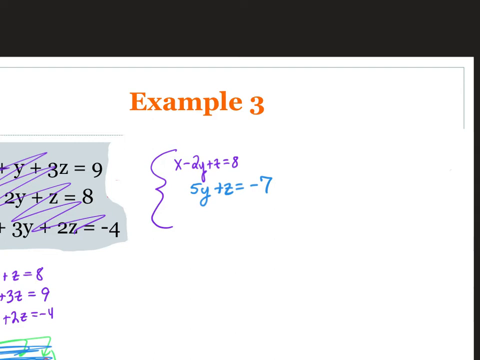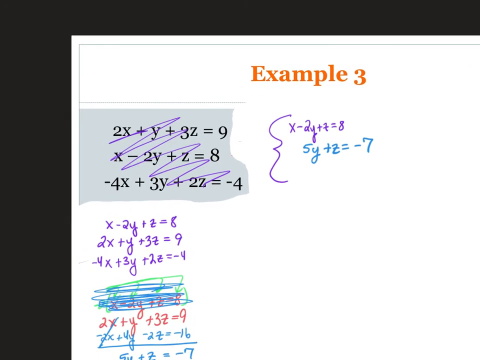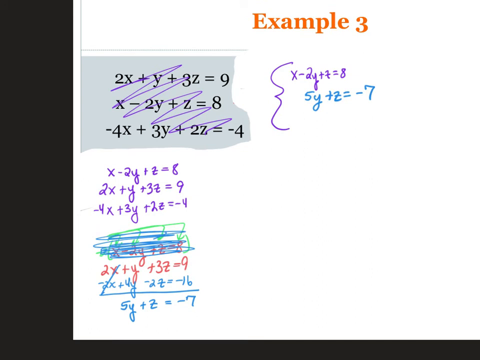All right, what's the last step? What does my last equation need to look like? Just z equals. All right, so we have to do 2 things in order to make that happen. We're going to take the first and the third. So x minus 2y plus z equals 8. And -4x plus 3y plus 2z equals -4. What do I have to multiply the top by? +4, good.